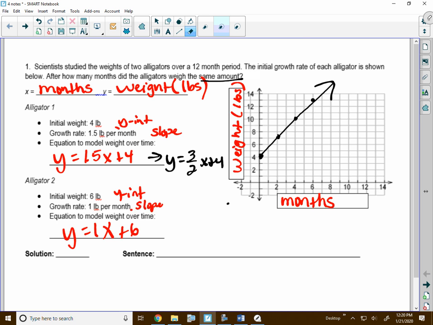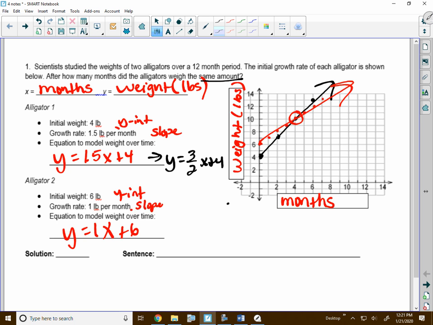Okay, now we can do our second one, which starts at 6, and that one just has a slope of 1/1. It looks to me like they cross at 4, 10. They cross at 4, 10 for you?